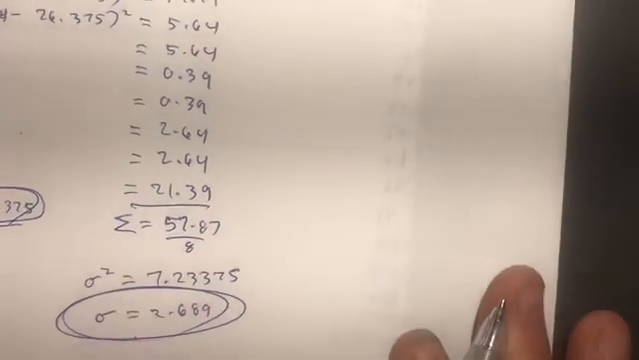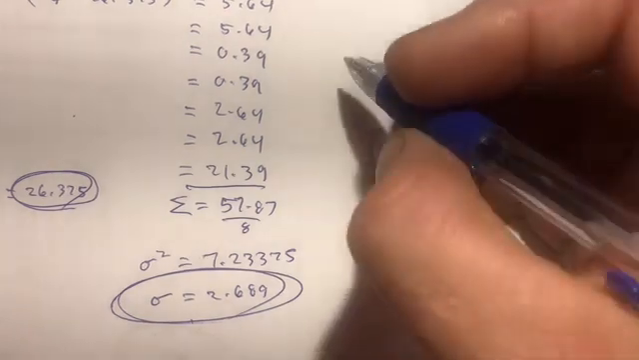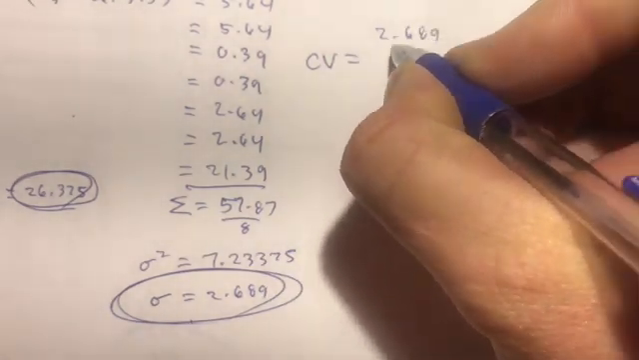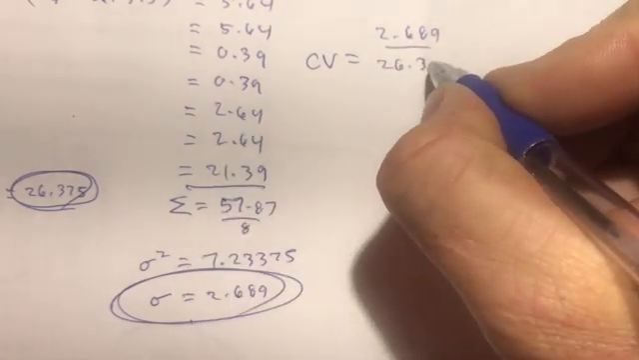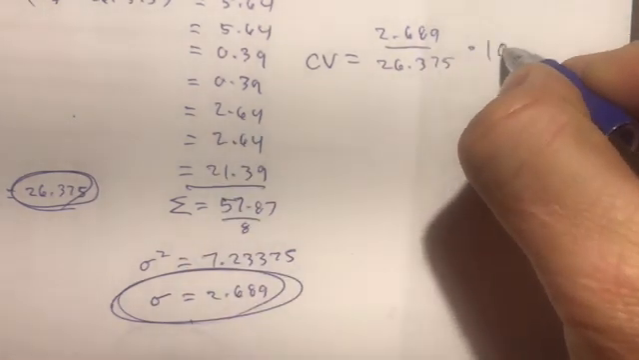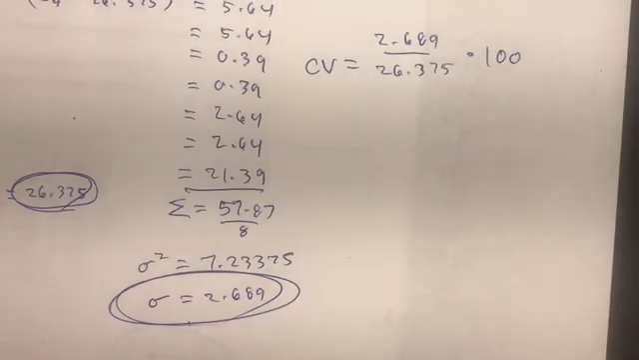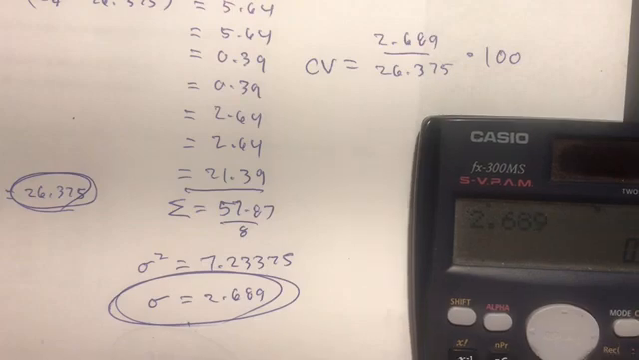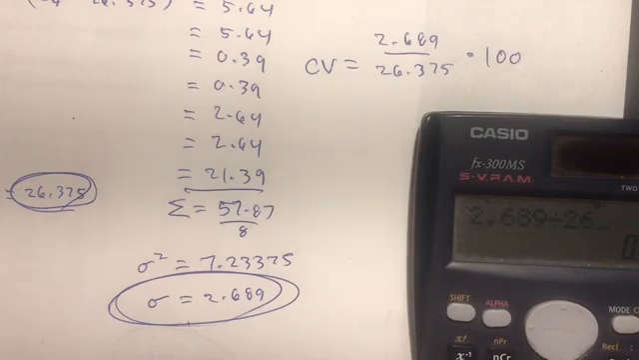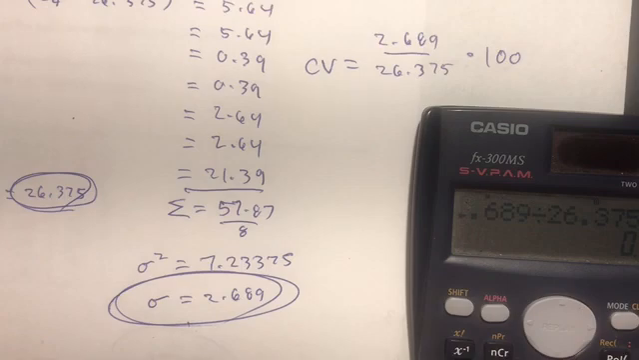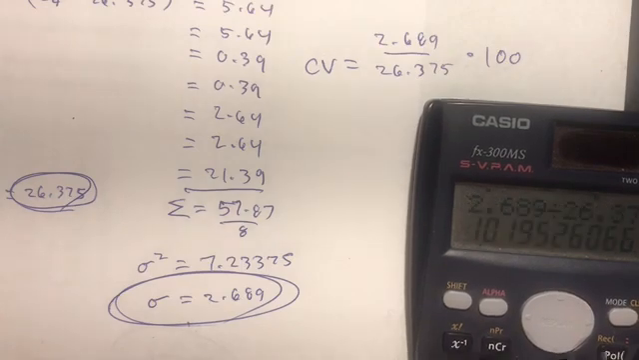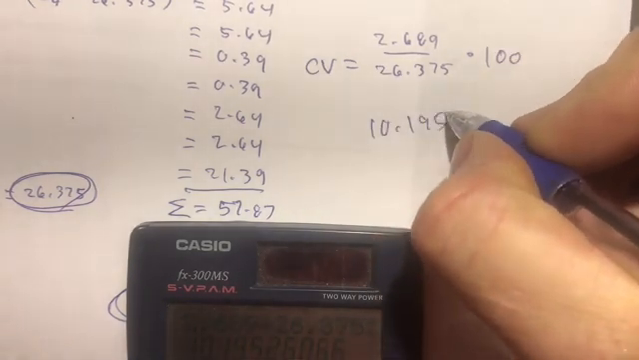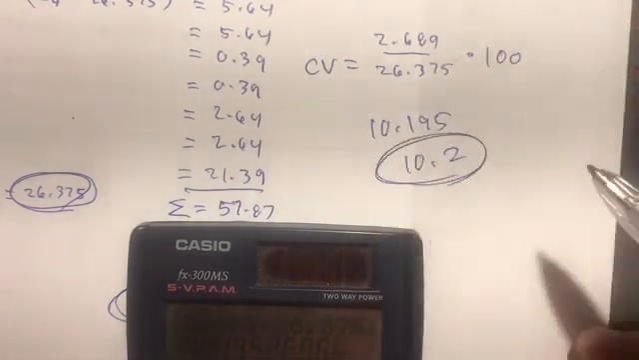Now for the CV, my coefficient of variation is going to be 2.689 divided by 26.375 and then times it by 100. Let's type that in. 2.689 divided by 26.375 times 100. And I get 10.195, which would be 10.2.